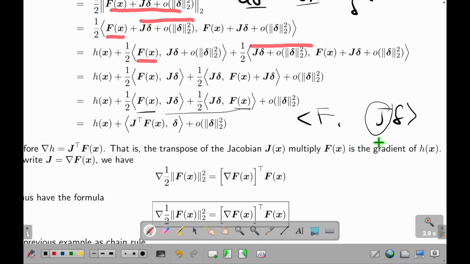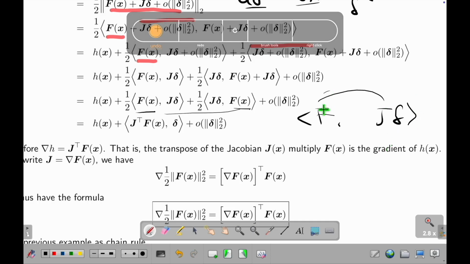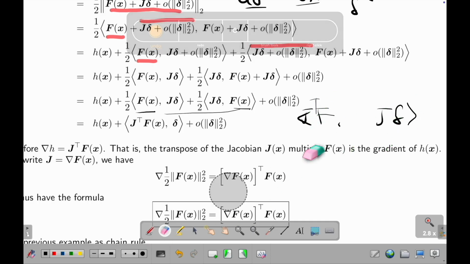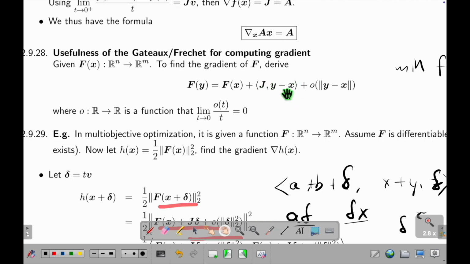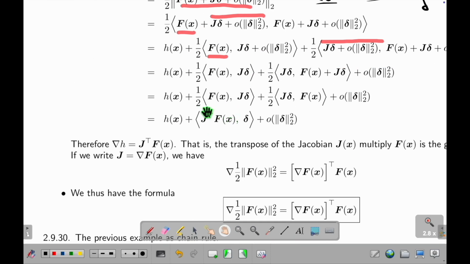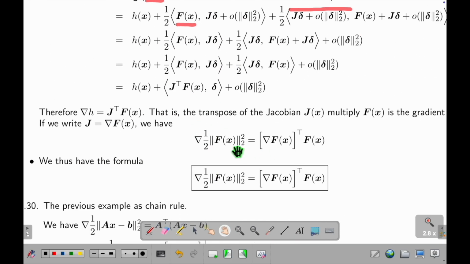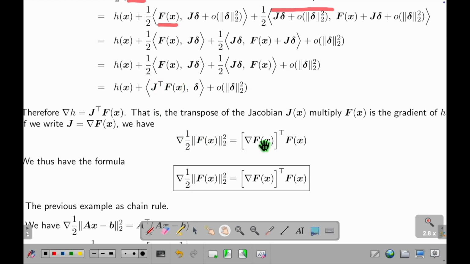Now, again, I don't want to see this guy here. I want this guy to stand alone, so I move this to the other part. So j transpose here. The same idea. So now I have this. This is what I have, right? The delta here is y minus x. Then the thing stuck to it is j. So this thing is the gradient. Therefore, the gradient of this thing is this j transpose f. What is j? J is also the gradient of multi-valued f. So therefore, this is how we get it.